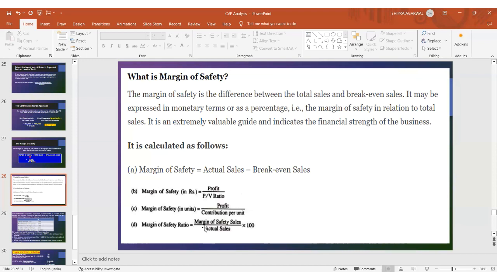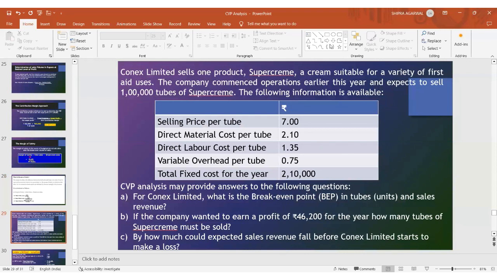Similarly, here also margin of safety sales will be a percentage from its actual sales. So margin of safety sales upon actual sales into 100, right? Now, this is a proper full-fledged question that will help you know how exactly things are to be analyzed.